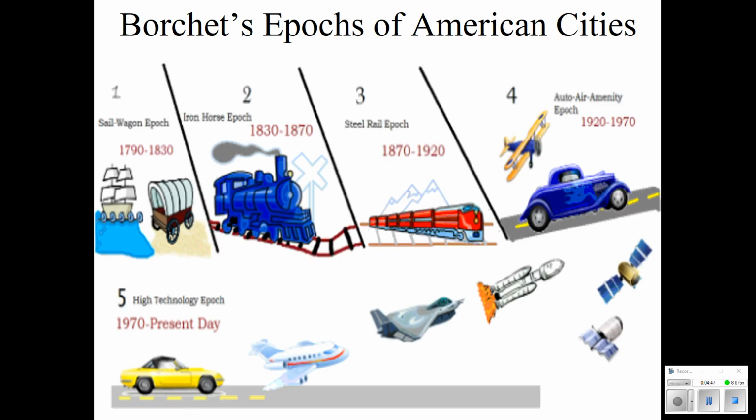This is what Borchet's epochs or eras look like in terms of the mode of transportation that I mentioned. And of course, we're living in this era of satellite. Nowadays people are getting their TV from streaming services and their online package express delivery from Amazon, and everything is kind of electronically done. This is the era that we're living in today, this high technology epoch. But this is something, again, never been on the AP exam.